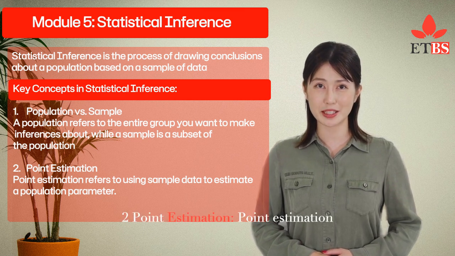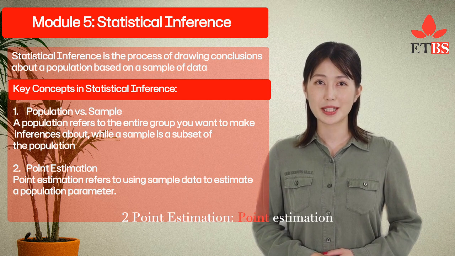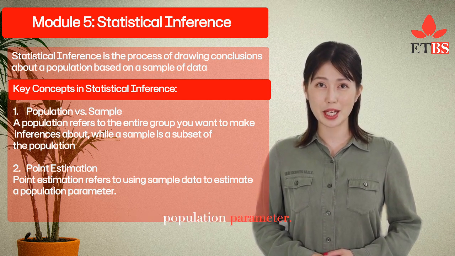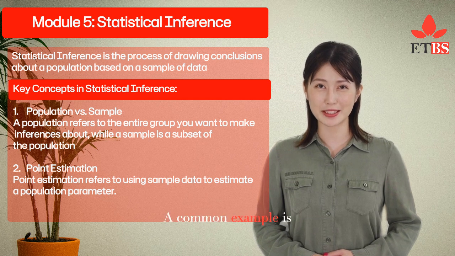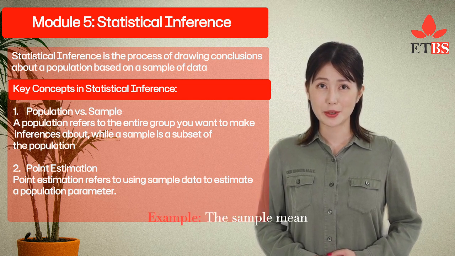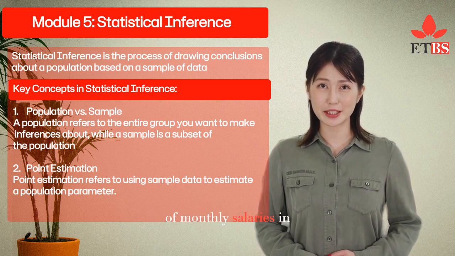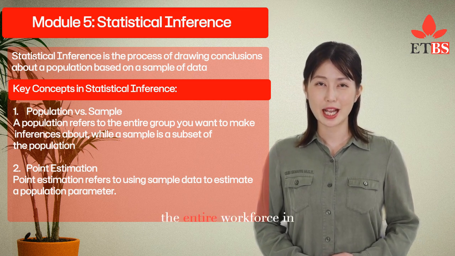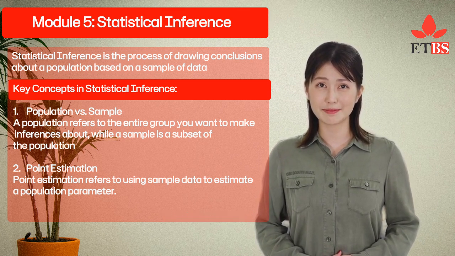2. Point estimation. Point estimation refers to using sample data to estimate a population parameter. A common example is estimating the mean of a population based on the sample mean. Example: the sample mean of monthly salaries in a small company might be used to estimate the average salary of the entire workforce in a larger company.